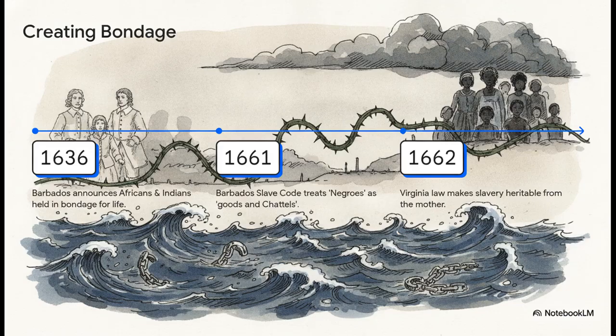Then, a massive turning point in 1662. A Virginia law made the condition of slavery heritable from the mother. This ensured that any child born to an enslaved woman was trapped for life. It was a calculated legal move to lock in their workforce.